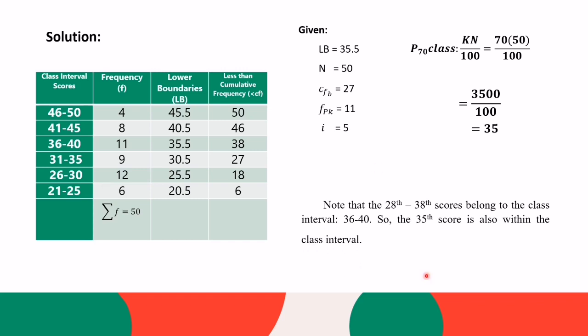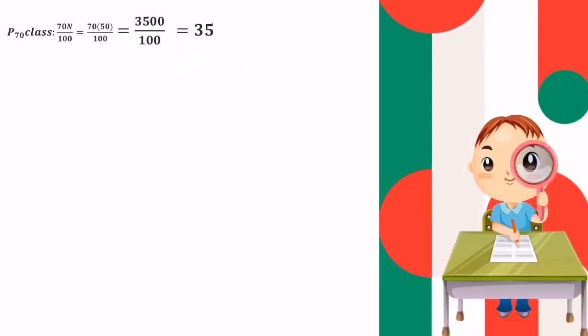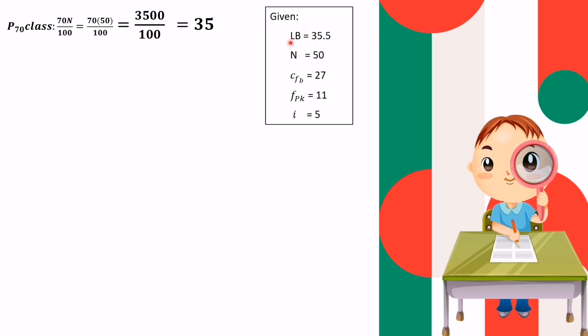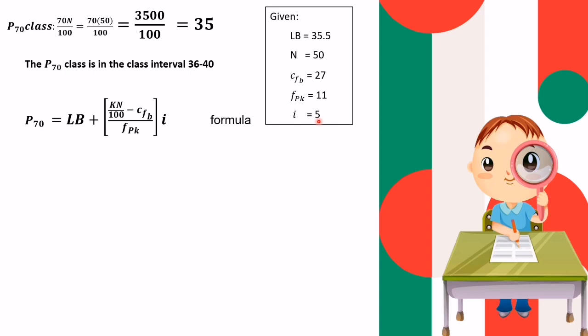So again, the 35th score is within this interval, the 36 to 40. So now we will be using the formulas. We will be substituting all the data we have earlier. So again, we're looking for the 35th score. These are given: LB is 35.5, N is equal to 50, CF sub B is equal to 27, F sub P sub K is equal to 11, and our I is equal to 5. So the P sub 70 class is in the class interval 36 to 40.